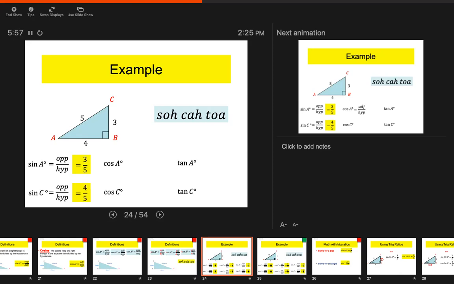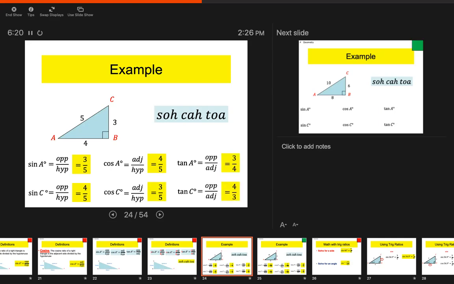All right, Jack, cosine A. Oh, we're going for A, so that would be 4/5. Cosine C is 3/5. All right, back to Anna, tan A. 3/4. And lastly, McKinley, tan C. 4/3. All right, questions?